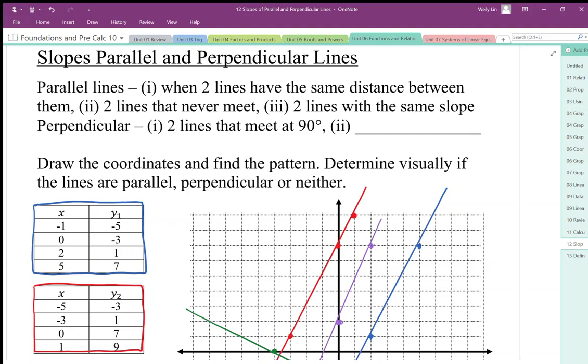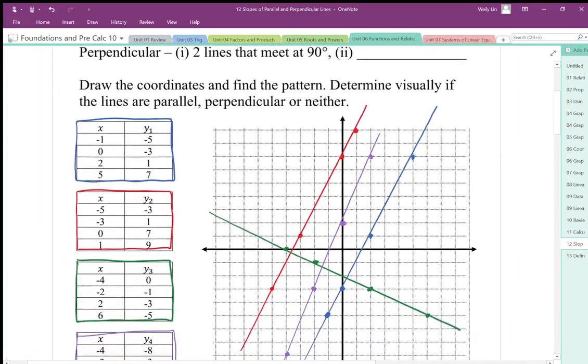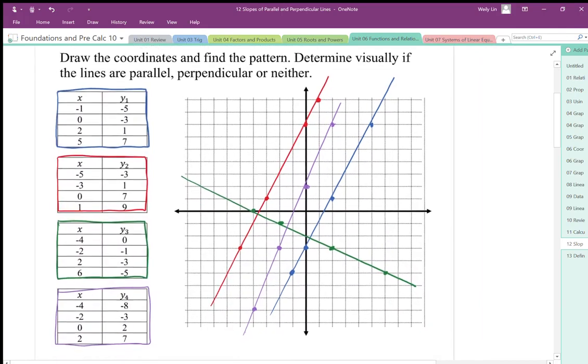So we're going to look at slopes of parallel lines and also perpendicular lines. Parallel lines are basically when we have two lines that go at the same angle. So we can describe them as, one, when the two lines have the same distance between them, or two lines that never meet, or two lines with the same slope. Perpendicular lines we describe as two lines that meet at 90 degrees, and we're going to come up with another definition for that. So here I've drawn for you these four lines based on this table of values.